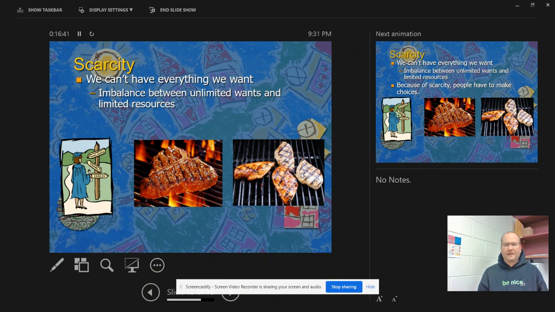We might be scarfing down the pizza, but we're okay. Like that wasn't very scarce because there's so much of it. So we weren't really willing to sacrifice much for it.